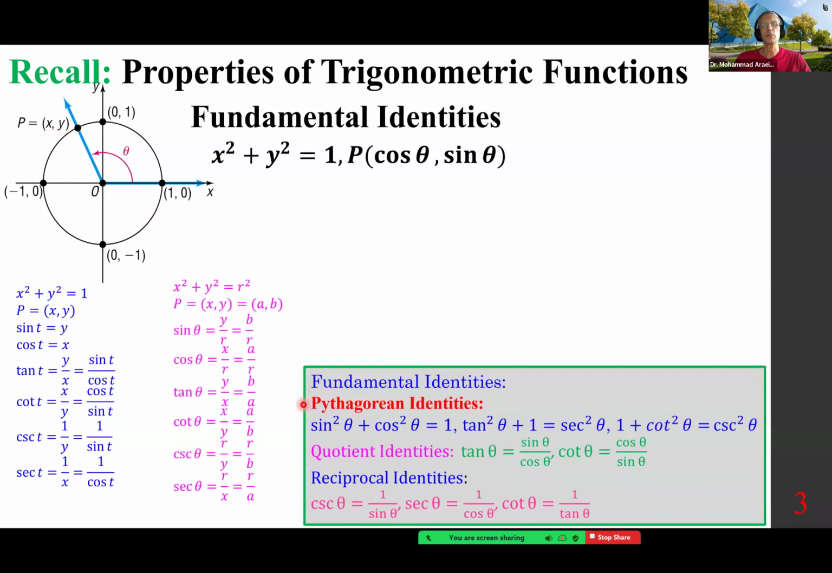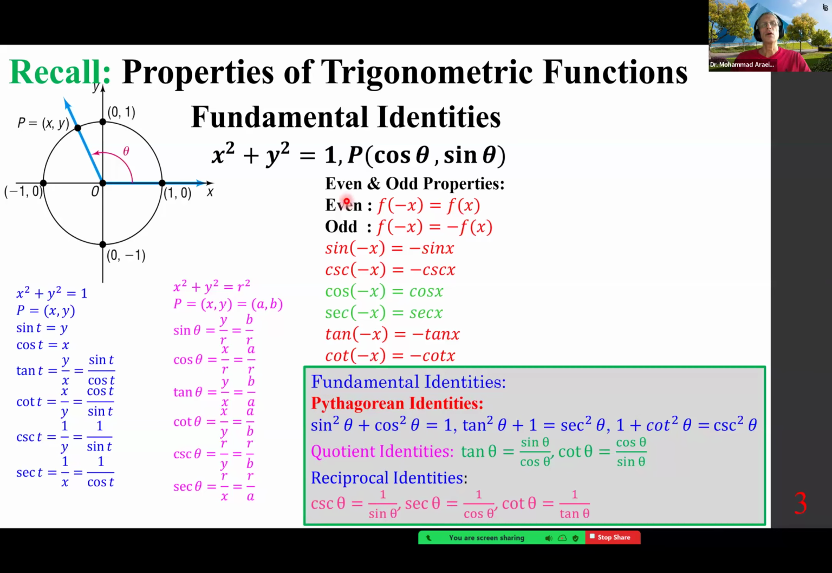Fundamental identities include Pythagorean identities, quotient identities, reciprocal identities. Pythagorean identities such as sine squared plus cosine squared equals 1. Quotient such as tangent is sine over cosine, and reciprocal such as cosecant is 1 over sine. Even and odd properties. Even means f of minus x equals f of x. Odd means f of minus x equals minus f of x. All trigonometric functions are odd except cosine, and therefore secant.